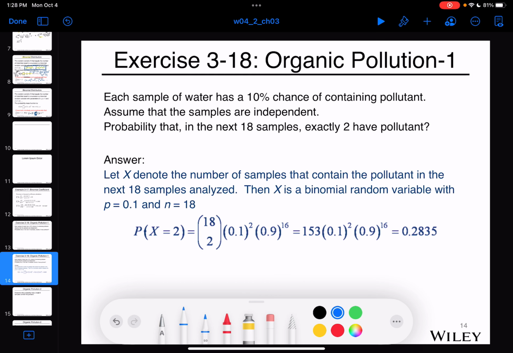So the solution is here. We say it's 18 choose 2 times p to the power 2 times 1 minus p to the power 18 minus 2. So this 16 is actually 18 minus 2.